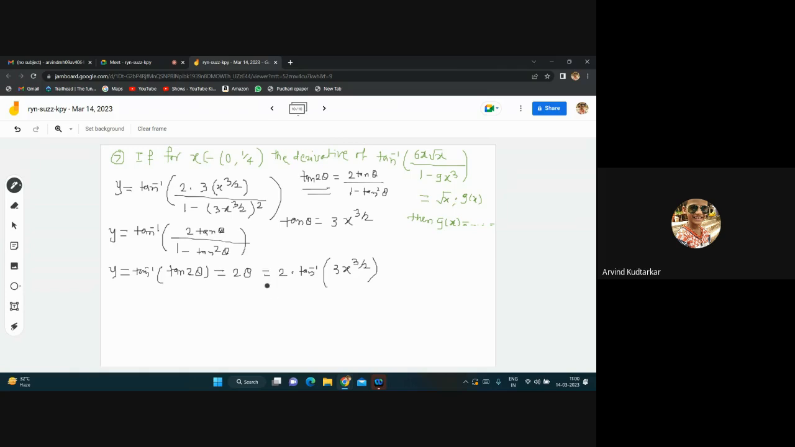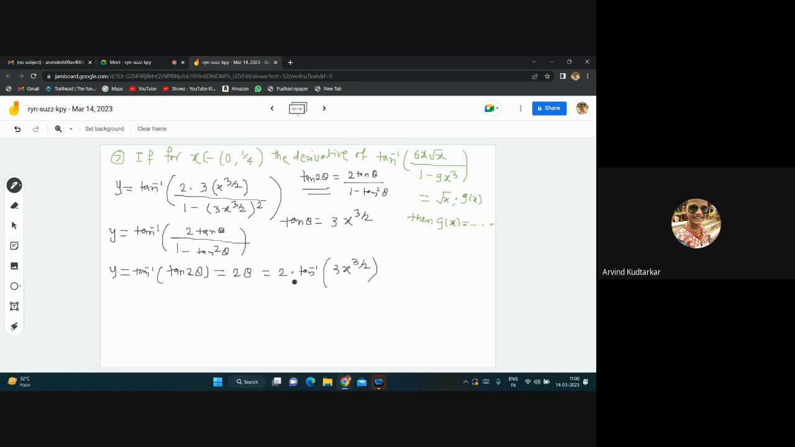So this is a simple function. Will you find its derivative? Yes, you can find the derivative. How easy dy by dx is. dy by dx is 2 into the derivative of tan inverse, which is 1 upon 1 plus what? 3x raised to 3 by 2 whole square. You will get this here. Is that complete?